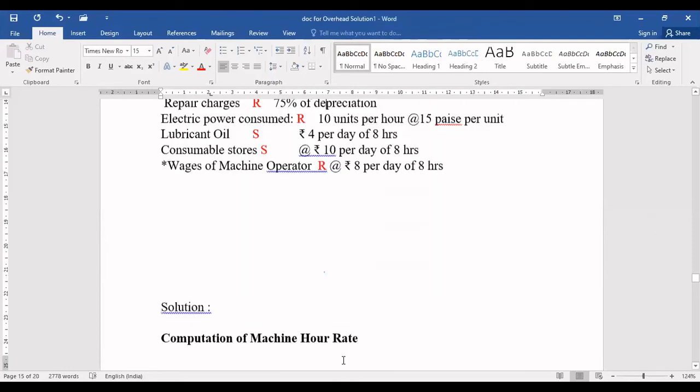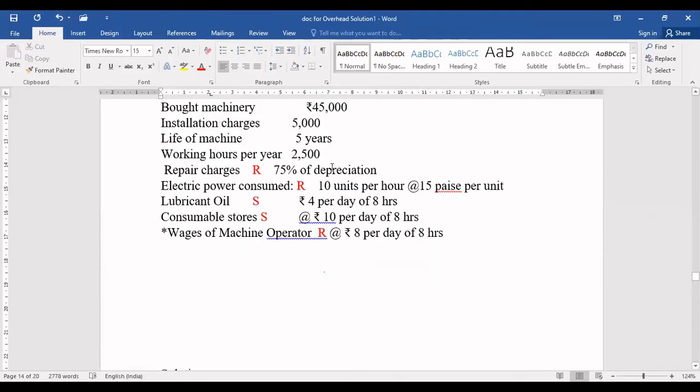See, working hours per year. In a year, the machine is going to run for 2,500 hours. And we got the answer that 10,000, that is the depreciation amount, is for 1 year. We want depreciation per hour. So when you divide that 10,000 by 2,500, you will get the value. Okay?